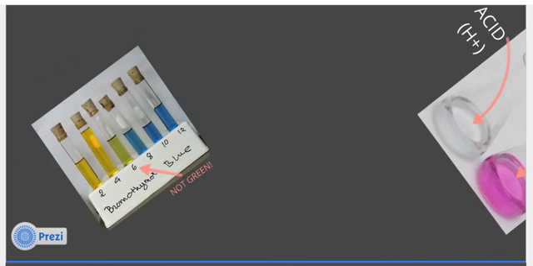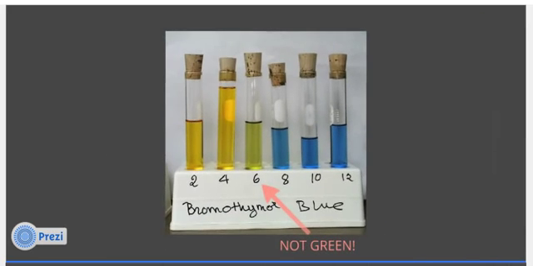Another common indicator you're expected to know is bromothymol blue. Bromothymol blue is either blue or yellow. It is not green. That picture shows, oh, 6 is green. No, 6 is not green, it's yellow. All right? So bromothymol blue is either blue or yellow. It is blue in a base and yellow in an acid.